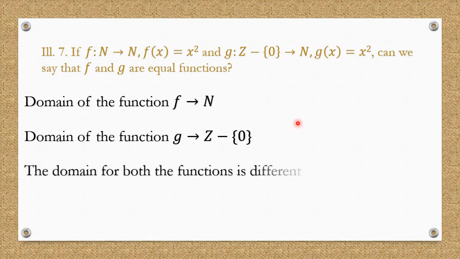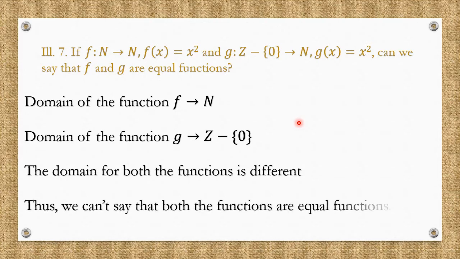The first condition is not satisfied. So if even the first condition is not satisfied, we don't need to check the second condition. We can directly say that these two functions are not equal, because even if the first condition is not satisfied, we can declare that it's not an equal function. We don't need to check for the second condition.